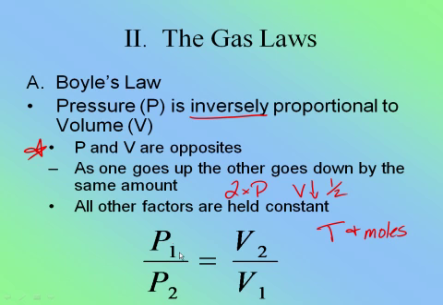Now, the 1s and the 2s: the 1 means this is where it starts, and the 2 means where it ends. Okay? So, starting pressure, ending pressure, starting volume, ending volume. And notice that the 1s and the 2s are opposite to each other. 1 is on the top, 1's on the bottom, bottom, top, etc.